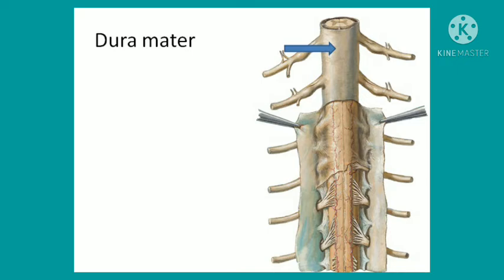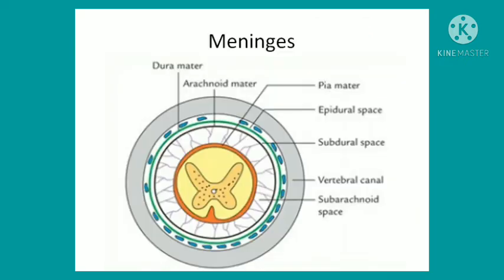First, the outermost covering of spinal cord is called dura mater. The spinal dura extends from foramen magnum to the lower border of second sacral vertebra. The space between dura mater and the vertebral canal is called epidural space. This space contains loose areolar connective tissue, semi-liquid fat, and intervertebral venous plexuses.